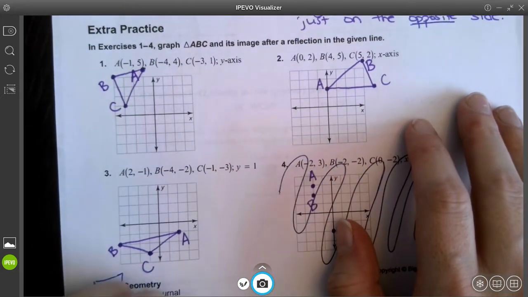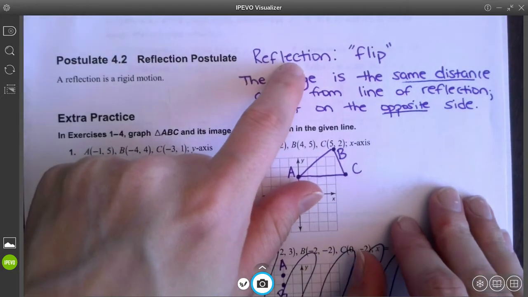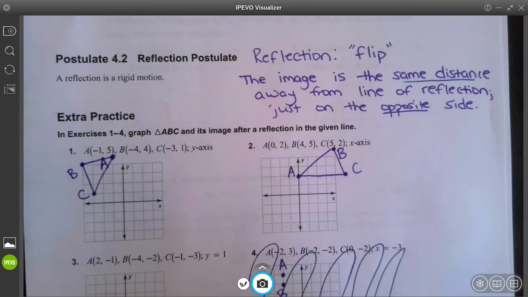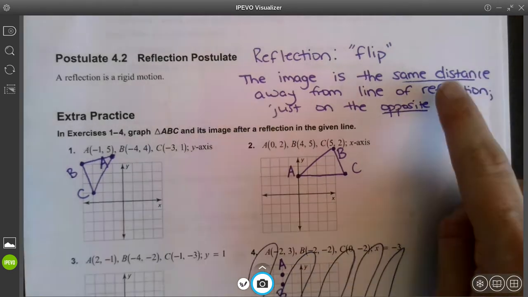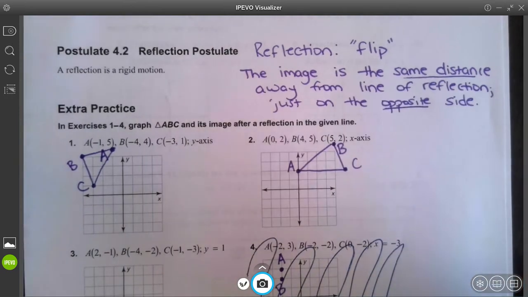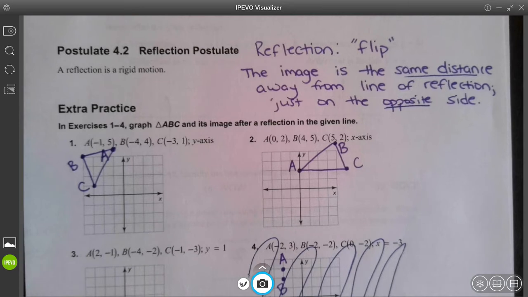Now, this lesson is all about reflections. So remember, reflections are flips. They flip a figure across a given line of reflection. So the image, remember, is always going to be the same distance away from the line of reflection, just on the opposite side as the pre-image.